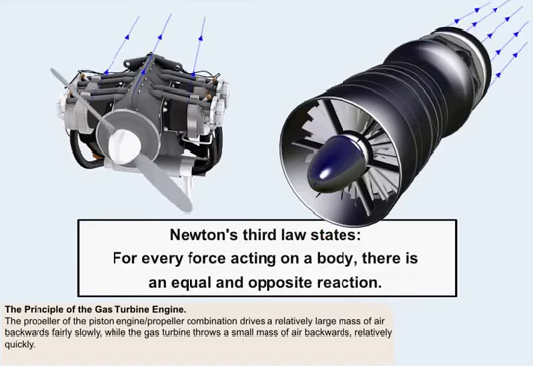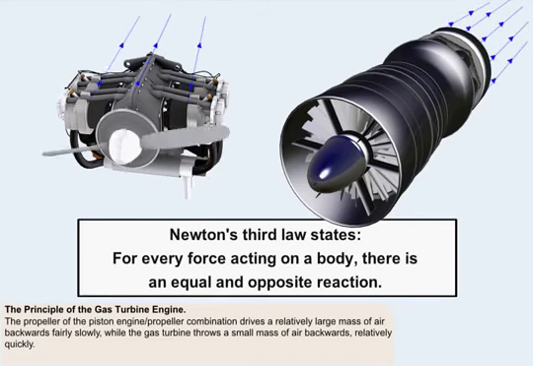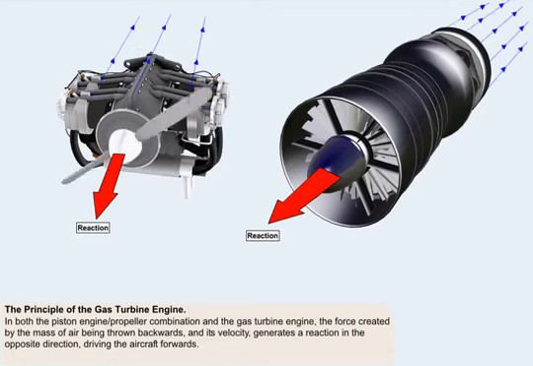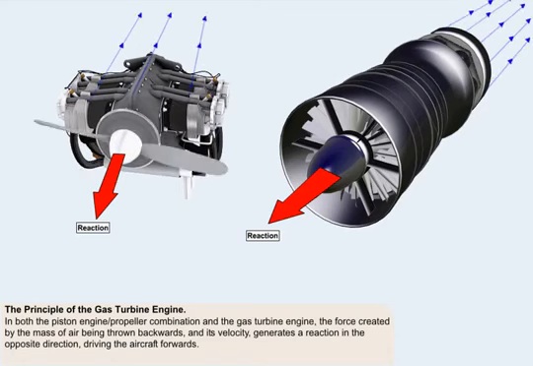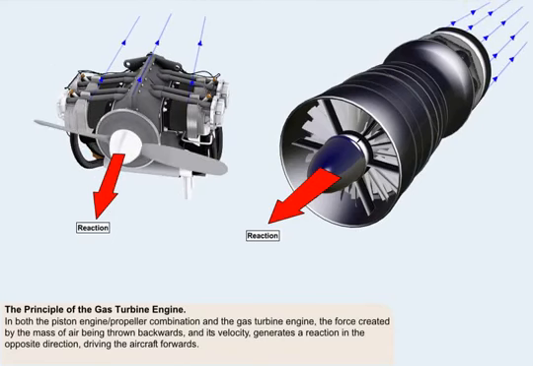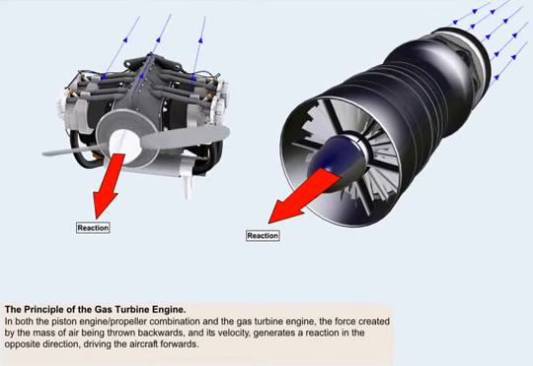Newton's third law states, for every force acting on a body, there is an equal and opposite reaction. In the two cases quoted earlier, the piston engine propeller combination and the gas turbine engine, the force created by the mass of air being thrown backwards and its velocity generate a reaction in the opposite direction, driving the aircraft forwards.